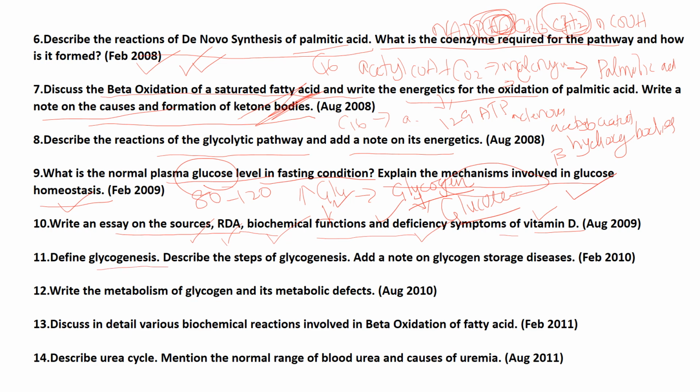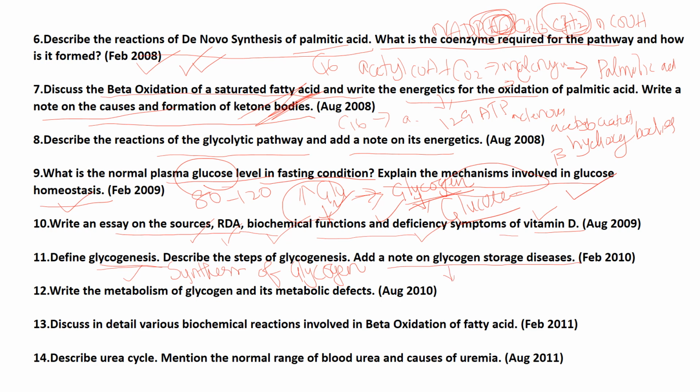And the next question is glycogenesis. Glycogenesis is nothing but synthesis of glycogen. As I told you, whenever the glucose concentration is increased, it proceeds to the pathway of glycogen synthesis. That glycogen synthesis is nothing but glycogenesis. And add a note on glycogen storage disease.